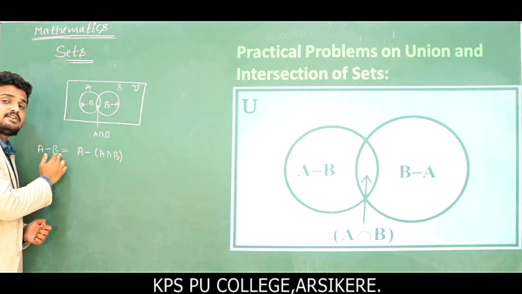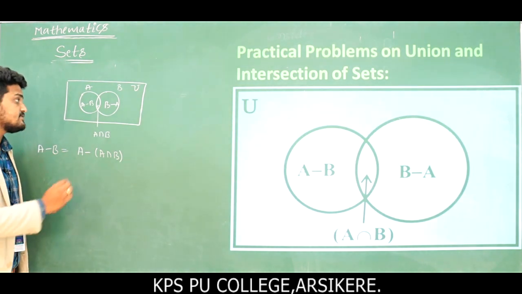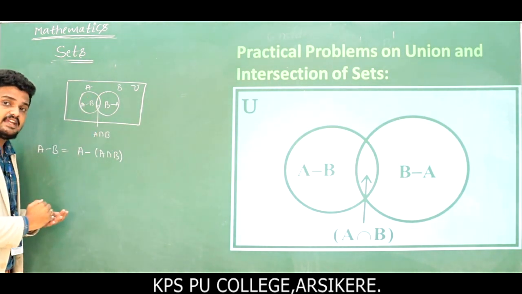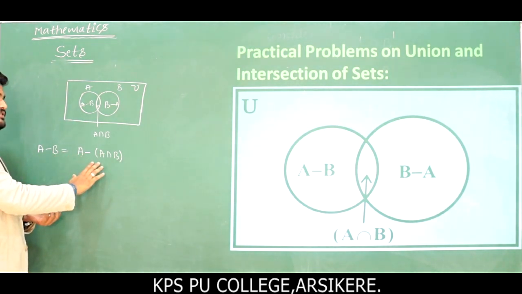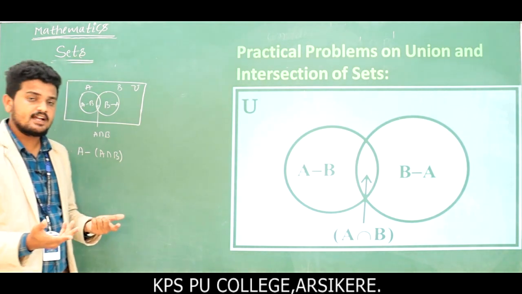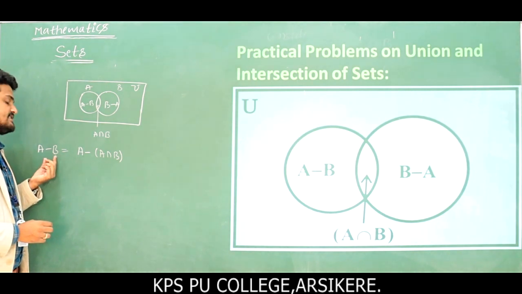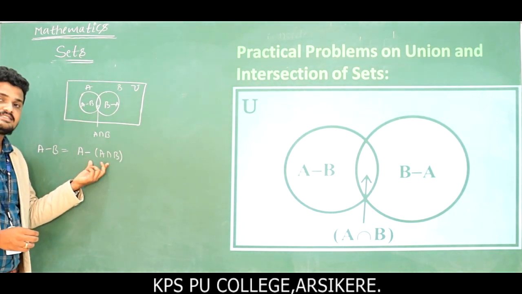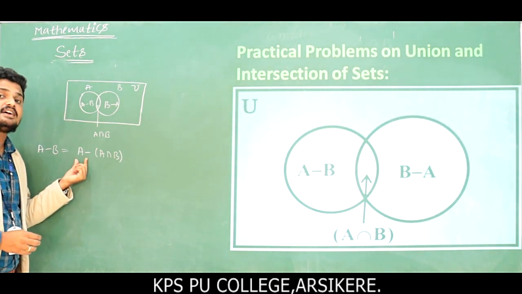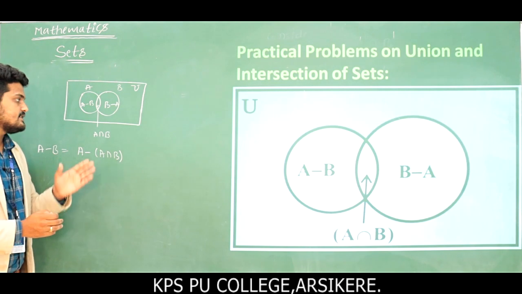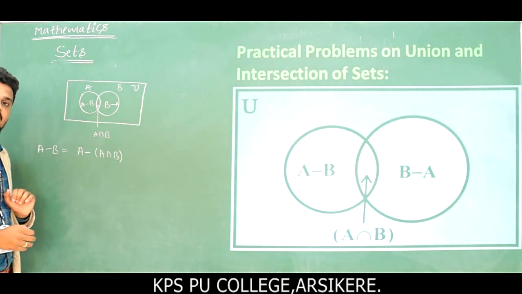That means the difference between two sets: the elements which belong to set A but do not belong to set B. So A minus B is equal to A minus A intersection B. That means if from A I subtract the intersection part, I get A minus B.